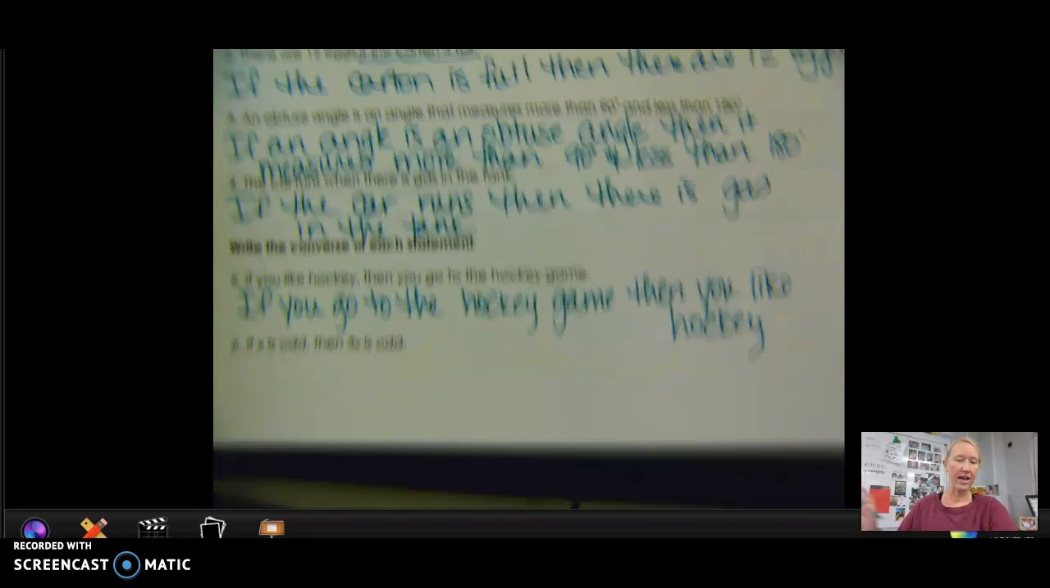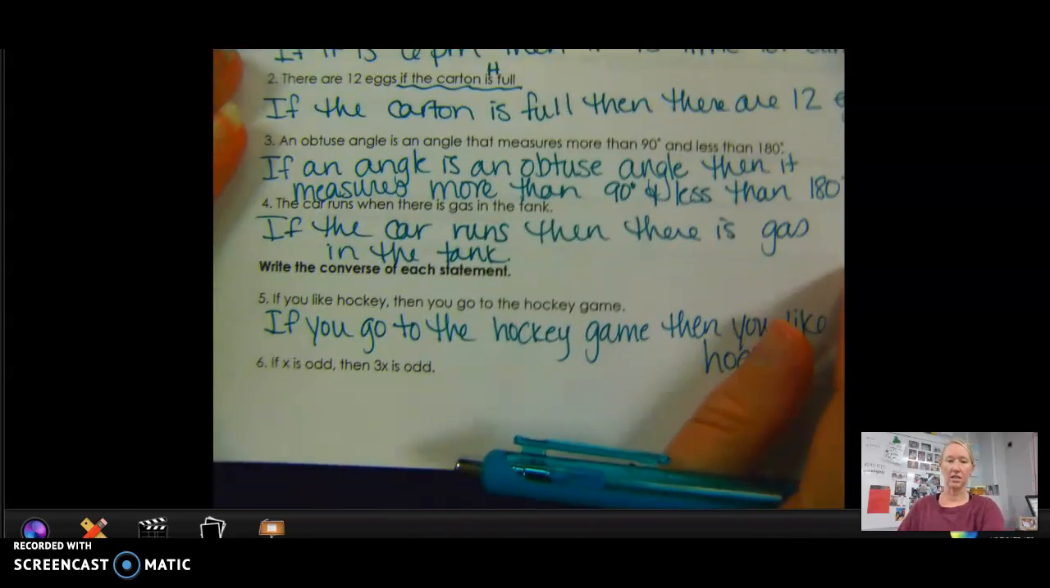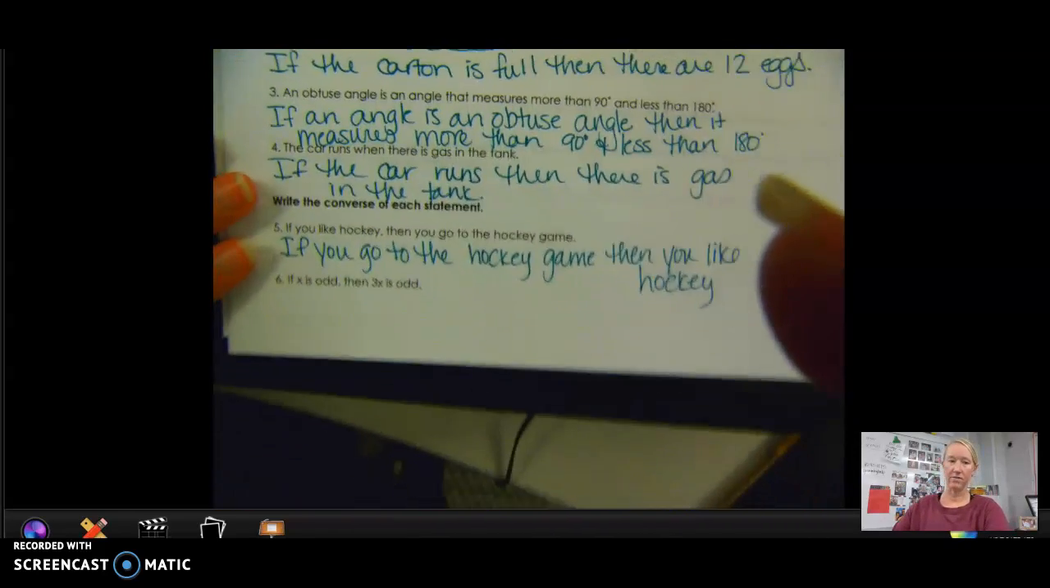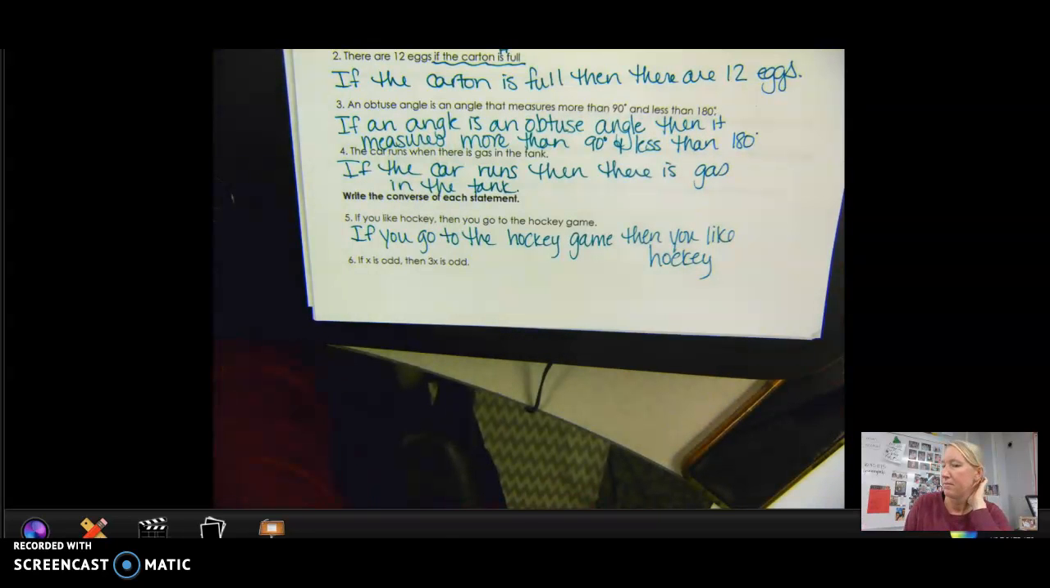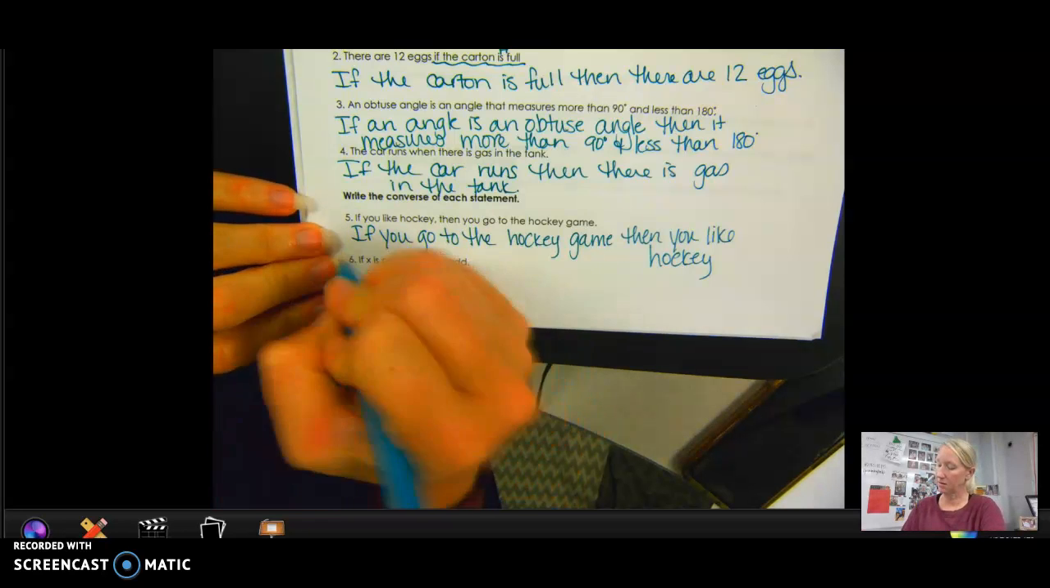All right. If x is odd, then 3x is also odd. So the converse, so if x is odd, so let's say we have 3, then 3x is odd. 3 times 3 is 9. Let's try another one. 5. 5 times 3 is 15. So that's actually true. Let's flip it around. If 3x is odd, 9, 15, 27, that means x is odd. That's also true. So this is a good definition.